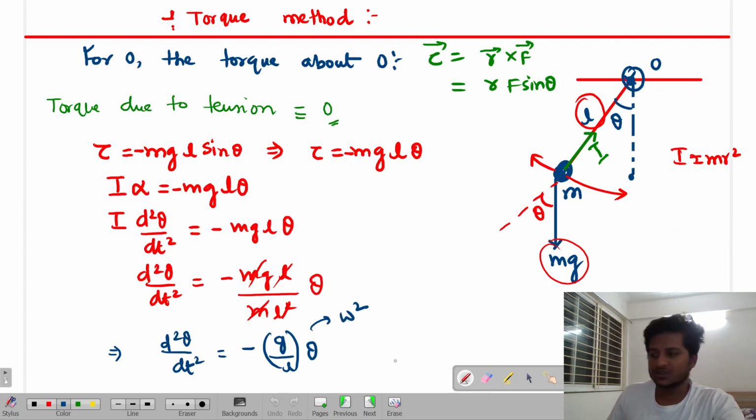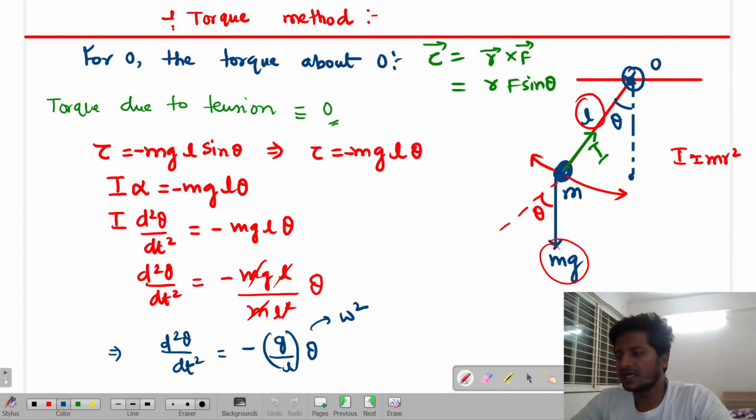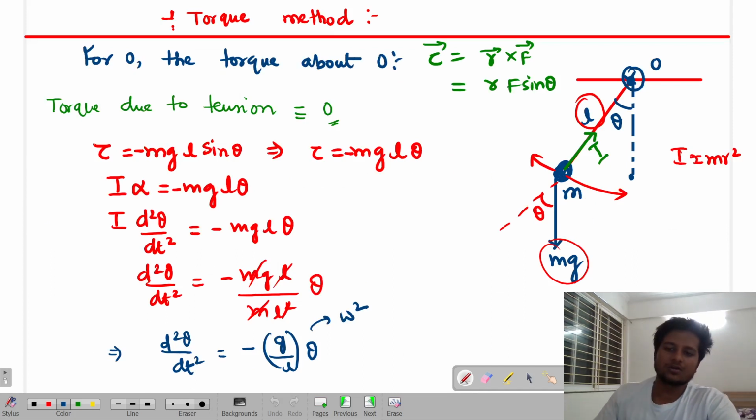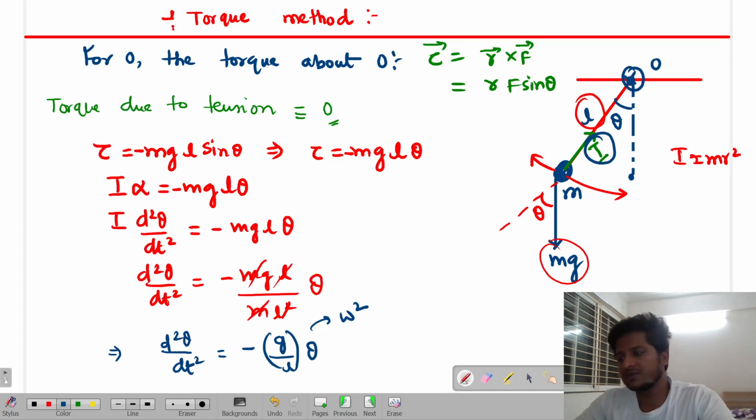The torque method is much more efficient and it will give the answer within less time, because the torque due to tension is always zero. Always it is zero. Is that clear or not? So you can apply these relations and get the different equations of torque and all these kind of things. Okay.